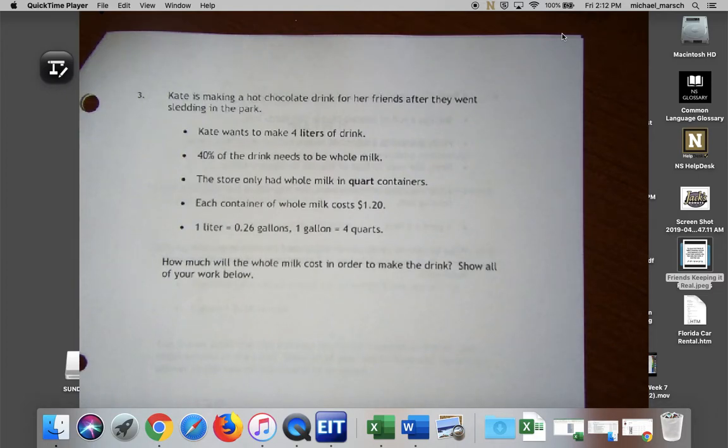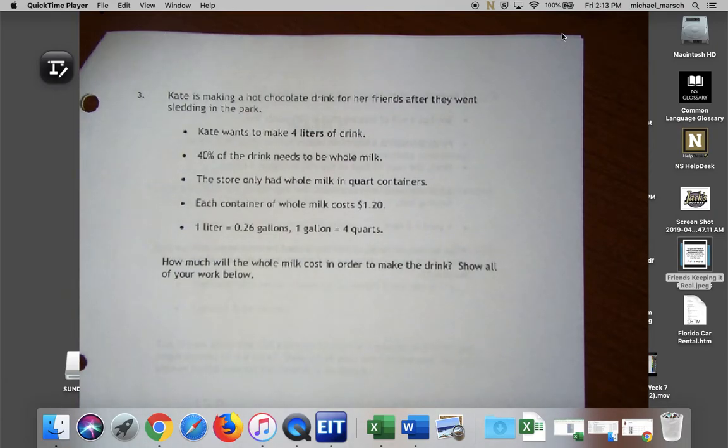Kate is making a hot chocolate drink for her friends after they went sledding in the park. Kate wants to make 4 liters of drink. That makes total sense. 40% of the drink needs to be whole milk. The store only had whole milk in quarts containers. Each container of whole milk cost $1.20. 1 liter equals 0.26 gallons. 1 gallon equals 4 quarts. How much will the whole milk cost in order to make this drink?